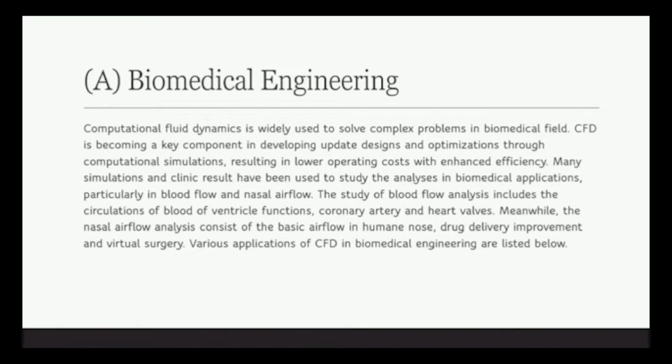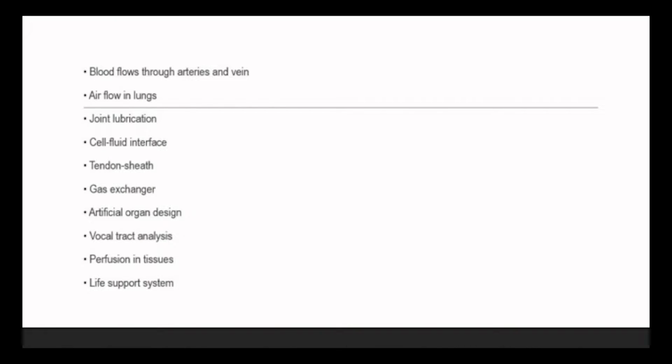Various applications of CFD in biomedical engineering are listed below. Now, next we will be moving on to the next slide. These are the benefits of CFD in the biomedical field. First is blood flow through arteries and veins. Second, airflow in lungs, joint lubrication, cell fluid interface, tendon health, gas exchanger, artificial organ design, vocal tract analysis, perfusion in tissues, and life support system, last but not the least.